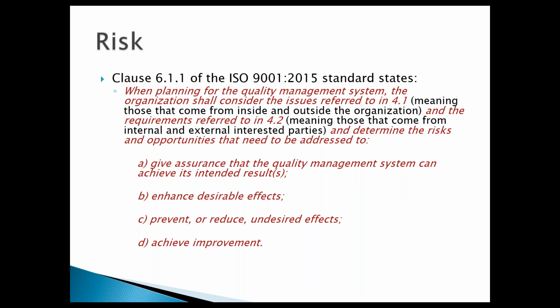And I want you to note that both of those terms are used, risks and opportunities. Risks you can think of as preventing or reducing undesired effects, as we call out in subclause C. Opportunities you can think of as enhancing desirable effects, as we see in the call-out subclause B here. And big picture, we want to give assurance that the system can achieve its intended results and improvement overall. So big picture items here.